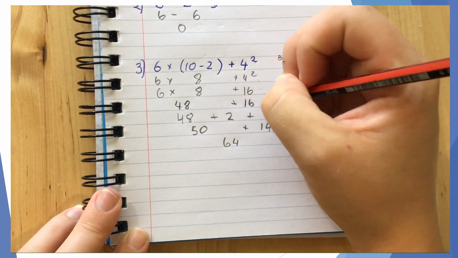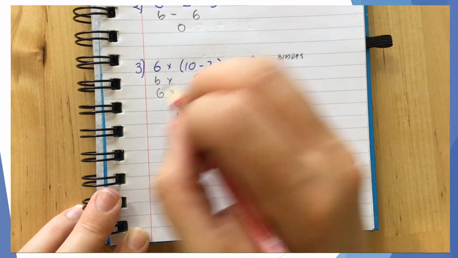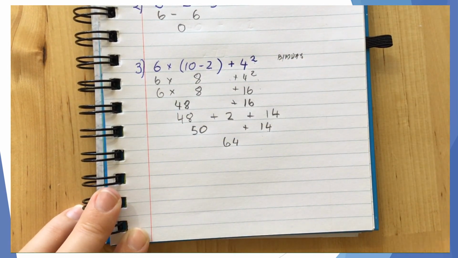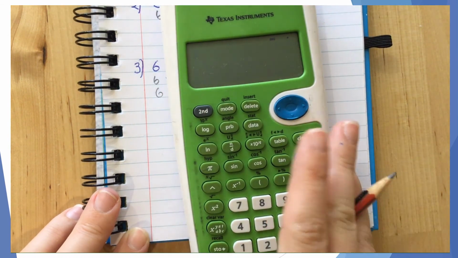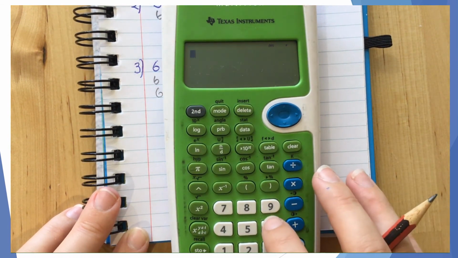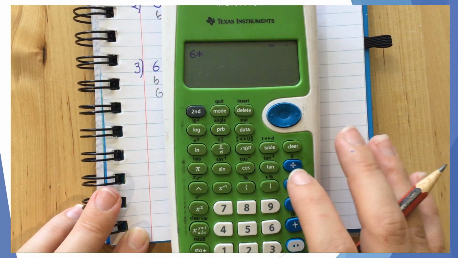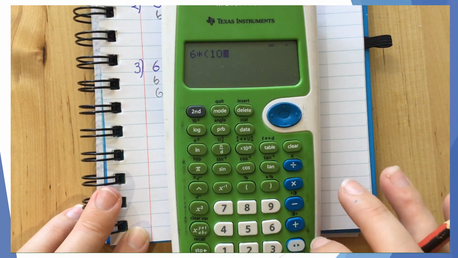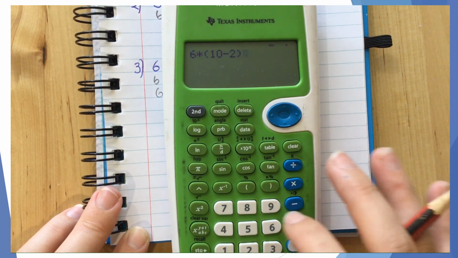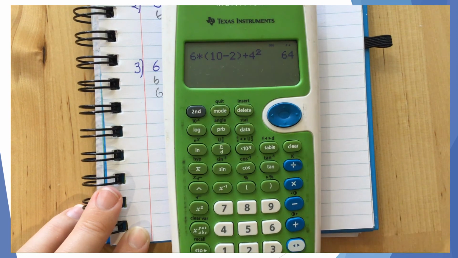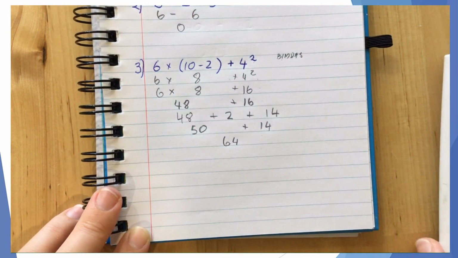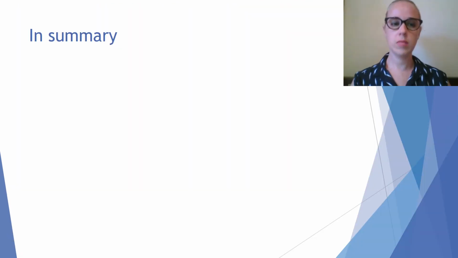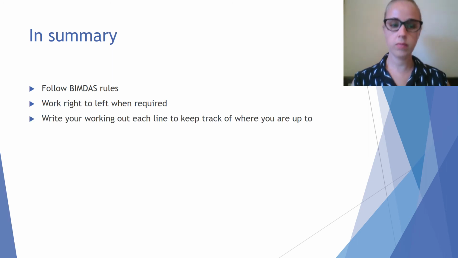Now, there's been lots of steps to this calculation, so usually I'd go back and check each line to make sure that I've done it correctly, or you can stick it in your calculator to see if you've got the correct answer. So 6 times bracket 10 minus 2 close bracket plus 4 squared gives me 64, which is the answer that we got here. So our answer is correct. In summary, follow the BIMDAS rules, work left to right when required, and write your working out on each line to keep track of where you're up to.